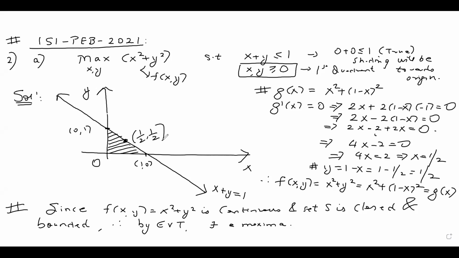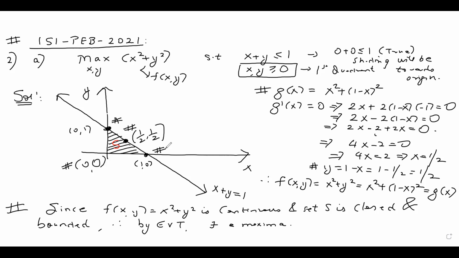Now, what do I have to do? I need to put all the boundary points in the function and check which is giving me the maximum. So we have just used EVT, guys, nothing else. So what are our boundary points? 0, 0 is one boundary point. 0, 1 is another boundary point. Half, half is another point which we have got in the interior of the line. And then 1, 0 is another boundary point. So I need to check the value of the function x square plus y square at these 4 points.